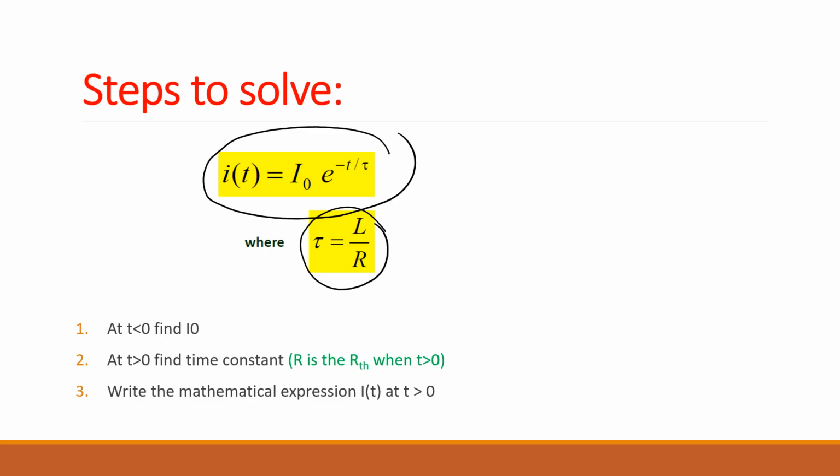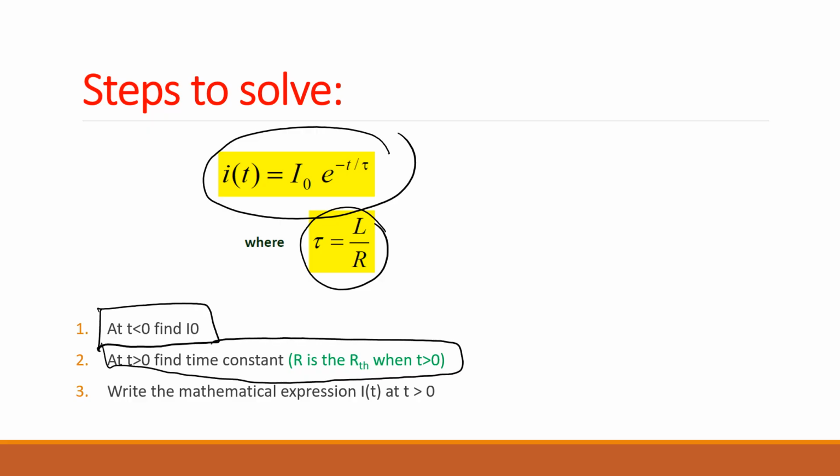To find the I naught, as we have done before, you consider the circuit at time less than 0, and to find the RTH, you find the open circuit resistance, the Thevenin resistance across the inductor. Always it is open circuit. Okay, so shall we do a question? You need these two equations for that, but you don't need to remember the equations. We will give you the equations.